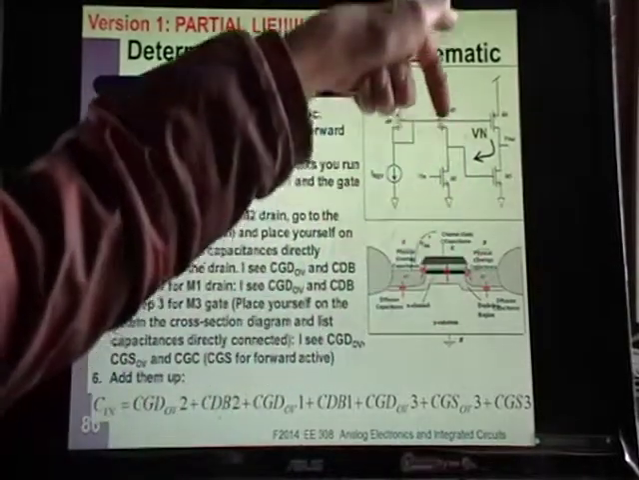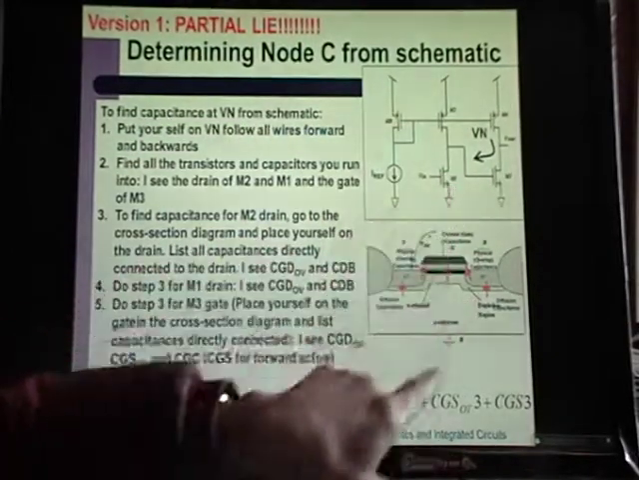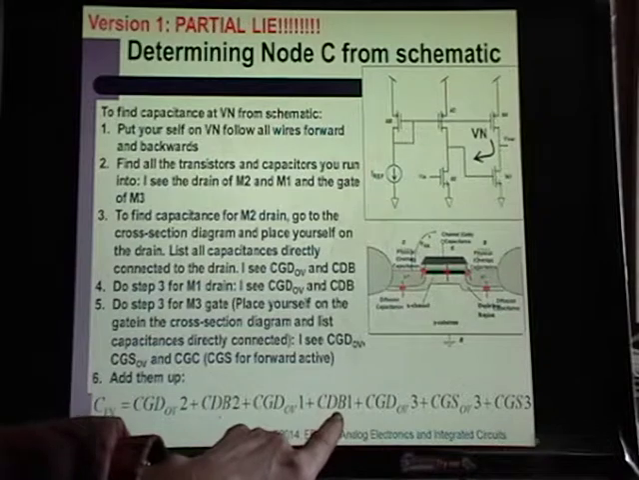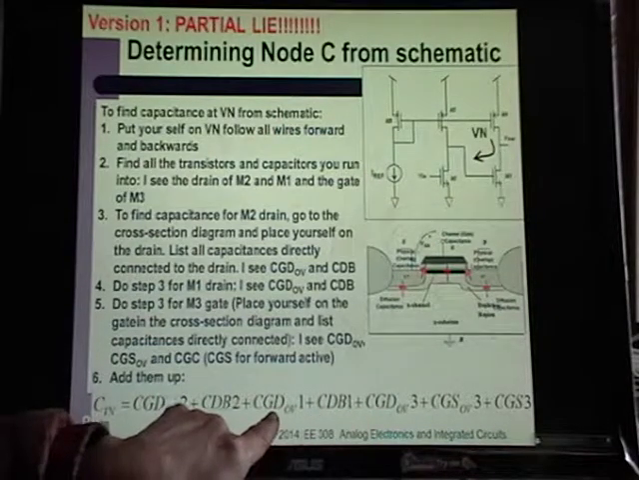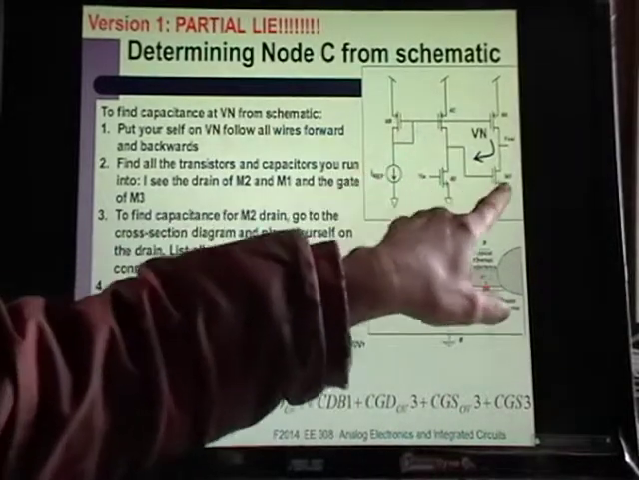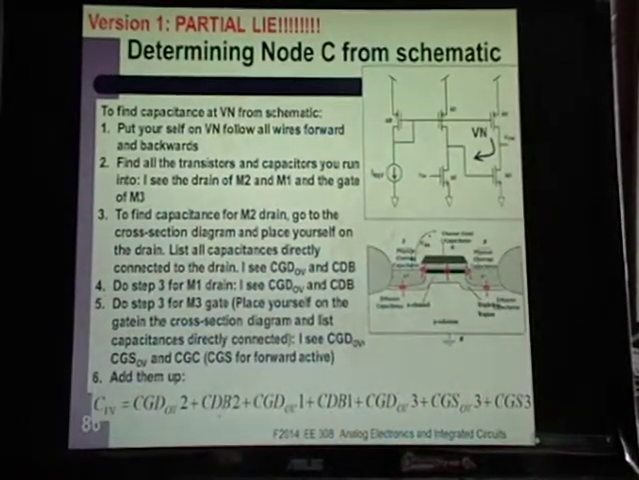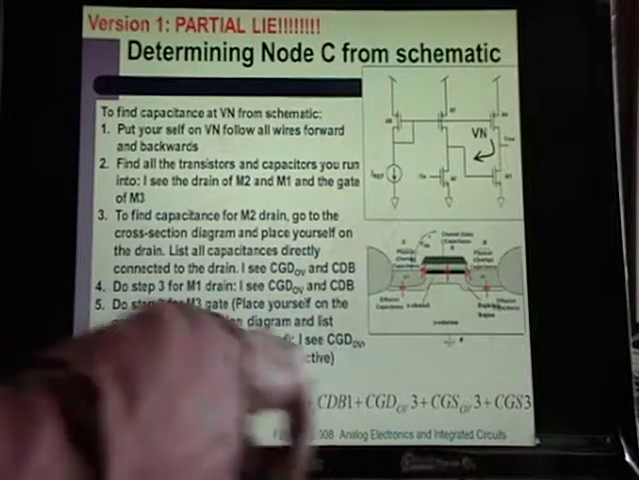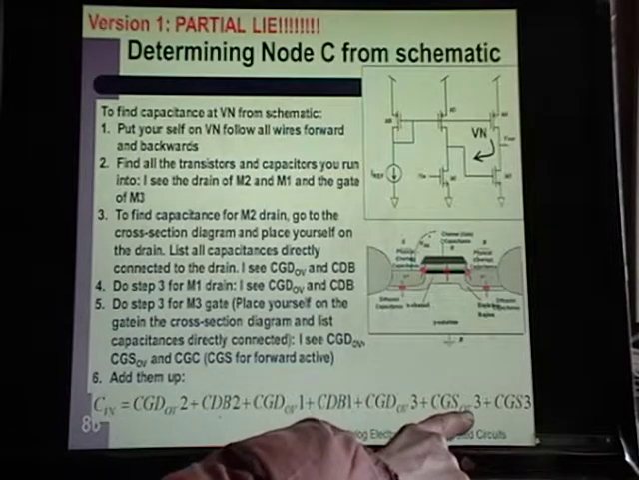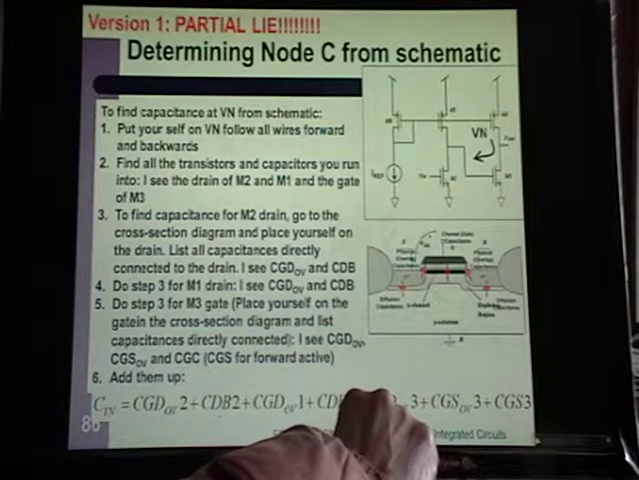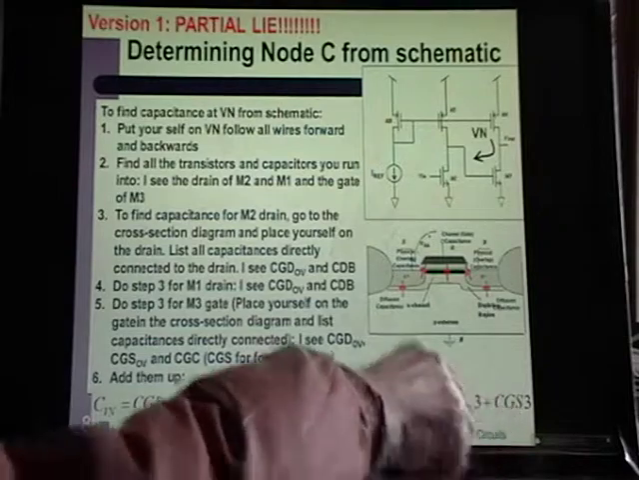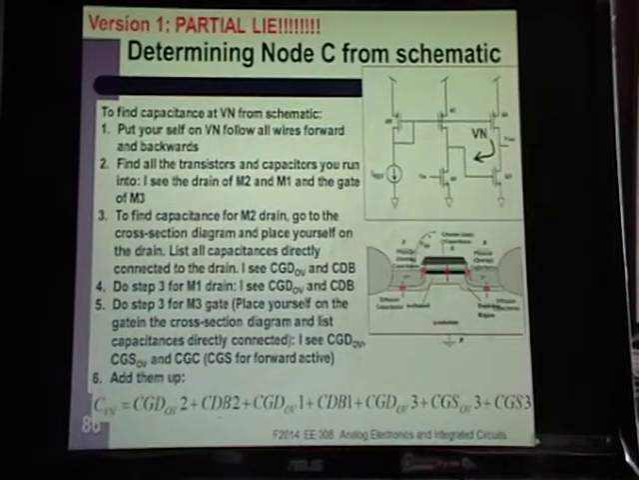And then if I look down, I see the drain of M1. So I get the same thing. I get the drain bulk of 1, and I get the gate drain overlap of 1. And then the last one is I hit the gate of M3. Assuming it's in forward active, I'm going to get the gate source overlap, gate drain overlap, and then the gate source, which are those electrons collected over towards the source. Okay, again, not so bad.